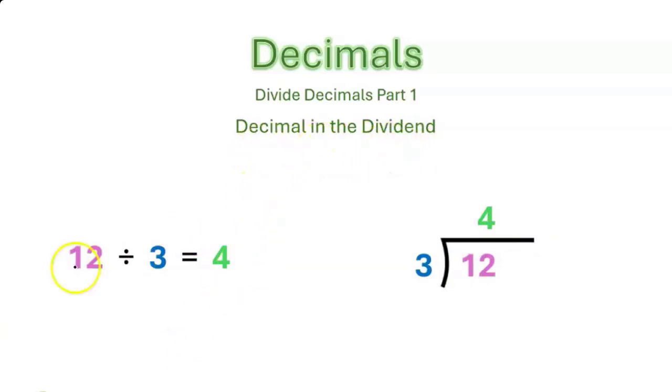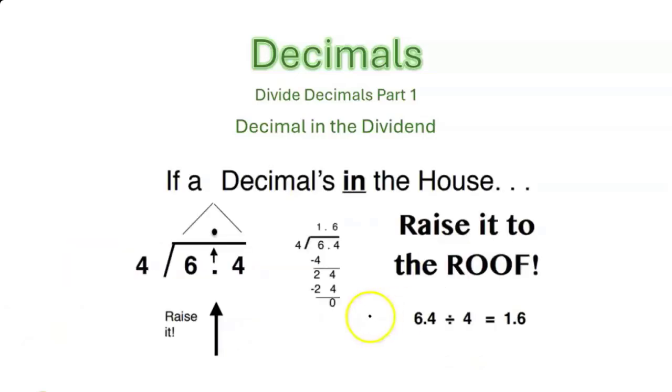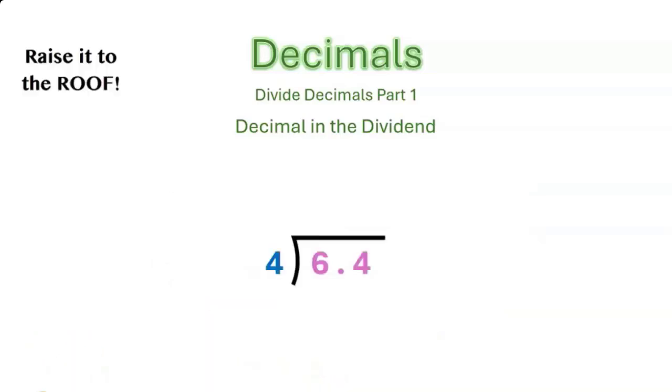So now we're going to first look at a division problem where the decimal is in the dividend. Remember, the dividend is either the first number, or it's the number inside the house. So if a decimal's in the house, we raise it to the roof. That helps us remember. Little sayings like this really help you remember things in math. So if you have 6.4 in the house, all you have to do is raise that decimal to the roof. If it's written like this, you know that the decimal is in the dividend, and if you put it into long division, you just have to raise it to the roof. So let's see what that looks like.